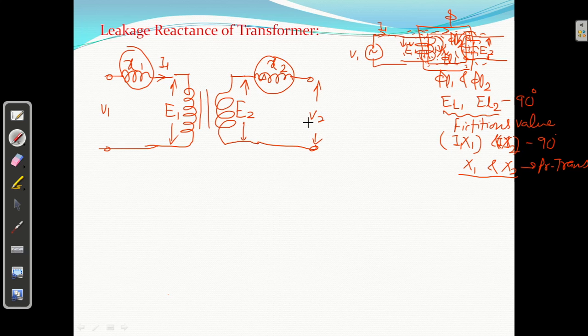So in case of a practical transformer, both resistance and reactances are there, R1 X1 on the primary side and R2 X2 on the secondary side, right? So these are the reactances.